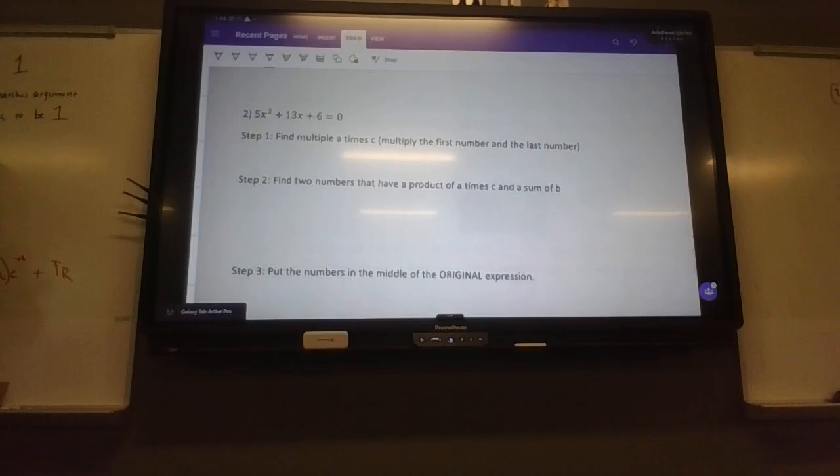All right, the very first skill is just figuring out what A, B, and C are. It's ax squared plus bx plus c. So I can go ahead and say A is 5, B is 13, and C is 6. Step 1, do A times C. So that's 5 times 6, which is 30.